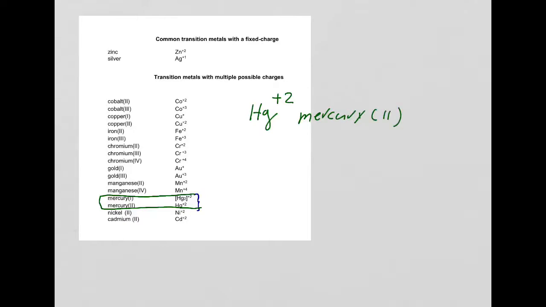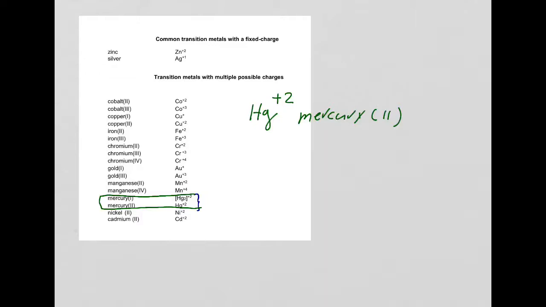Now, look at mercury 1. It also has a +2 charge. And it also has a bracket. What's going on here? Mercury 1 gets lonely and doesn't want to be by itself. So it always hangs out with another mercury 1. So you always have 2 mercury 1 hanging out together.